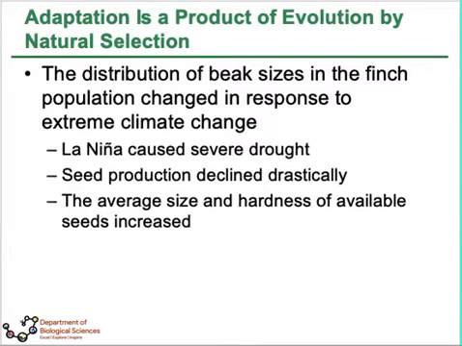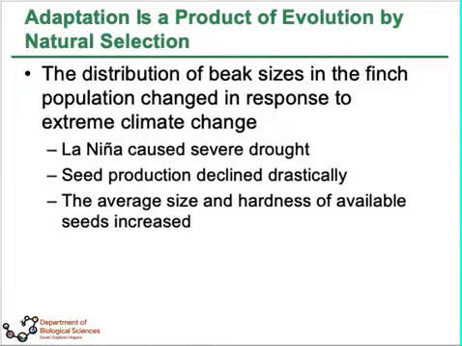So, to continue with our discussion on adaptation as a product of evolution and natural selection. One example of adaptation as a product of natural selection is the distribution of beak sizes within a finch population, wherein the change is in response to extreme climate change, particularly what we call La Niña.